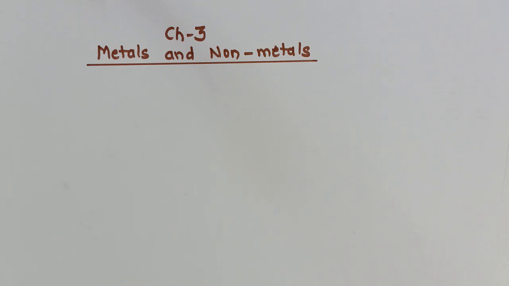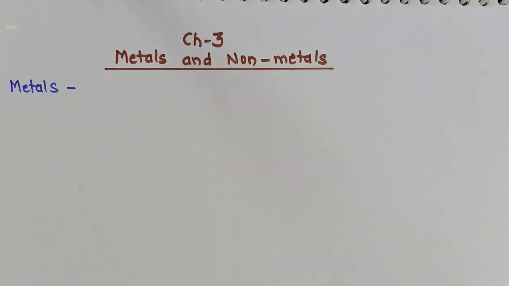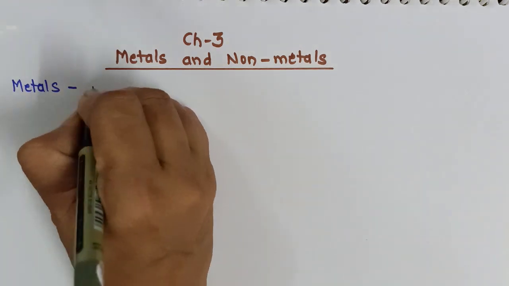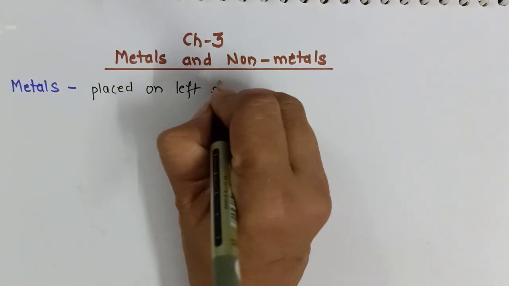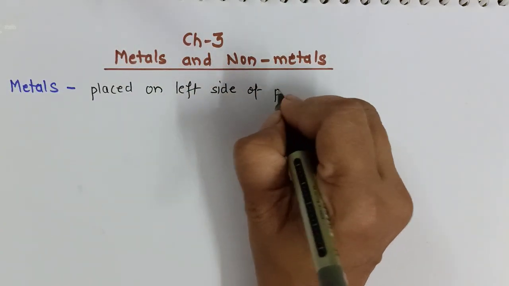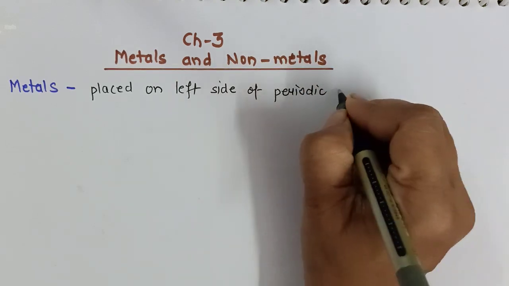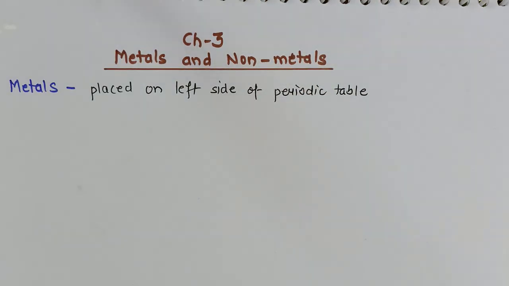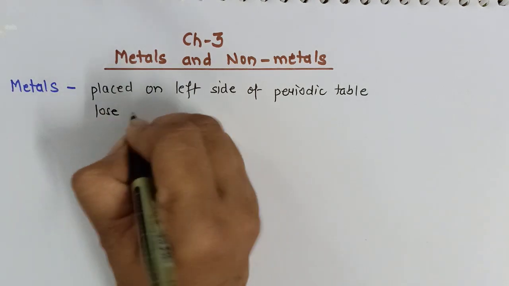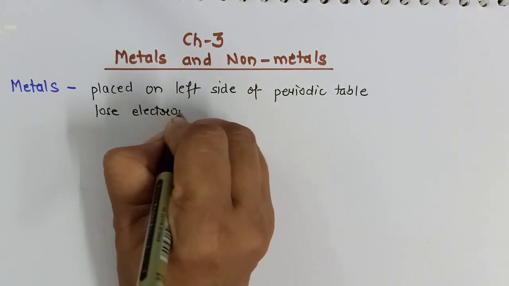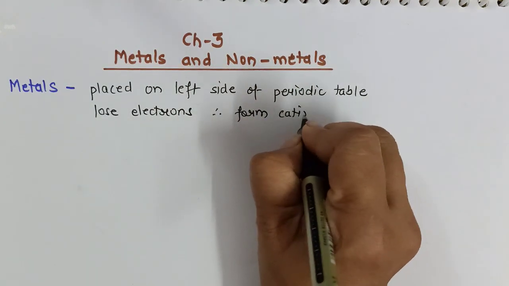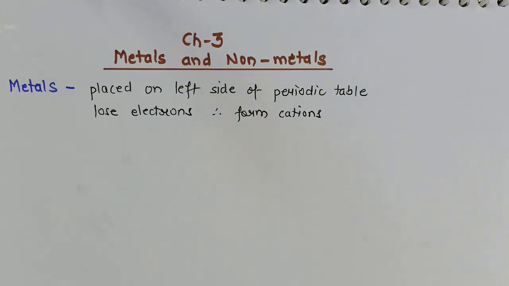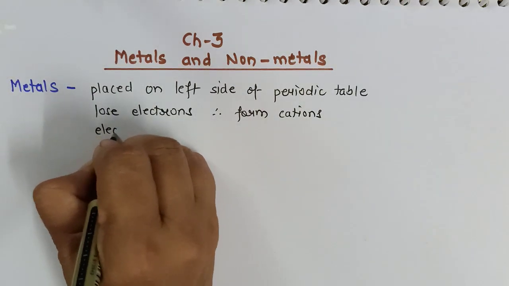But before we begin the chapter, we must know in detail what are metals and what are non-metals. So we'll begin with metals. Metals are placed on the left side of the periodic table. Generally, all the elements placed on the left side of the periodic table show metallic character. Secondly, metals have a tendency to lose electrons, and therefore they form cations. The same thing we can put in other words: metals are electropositive in nature.